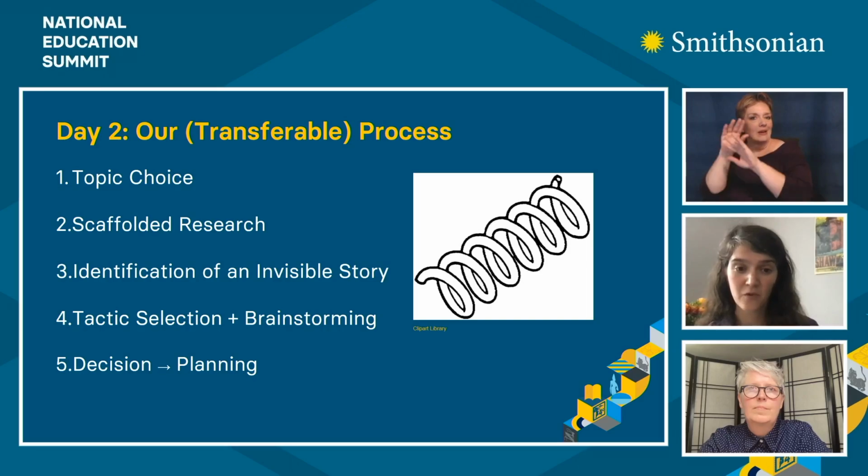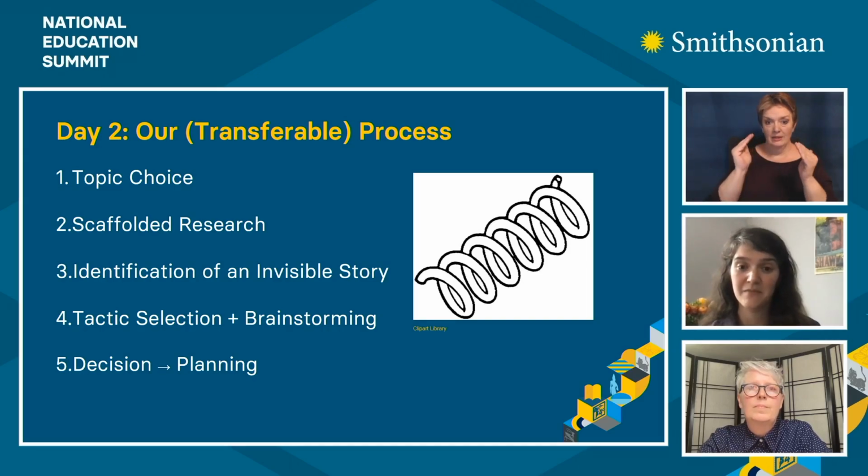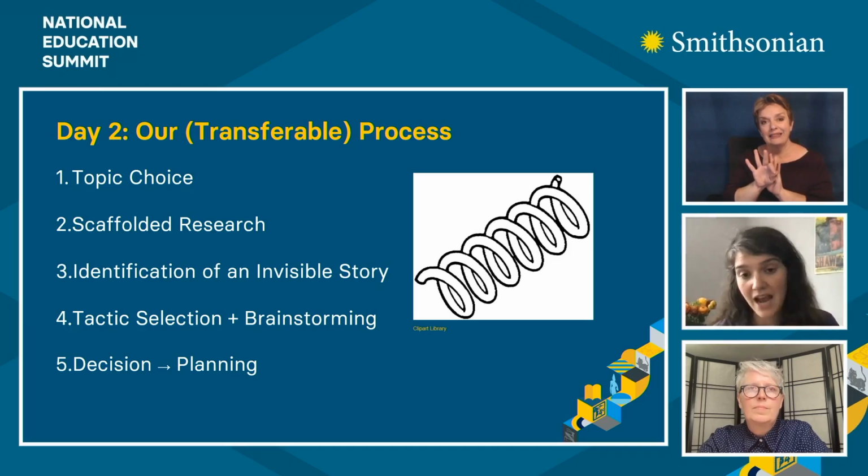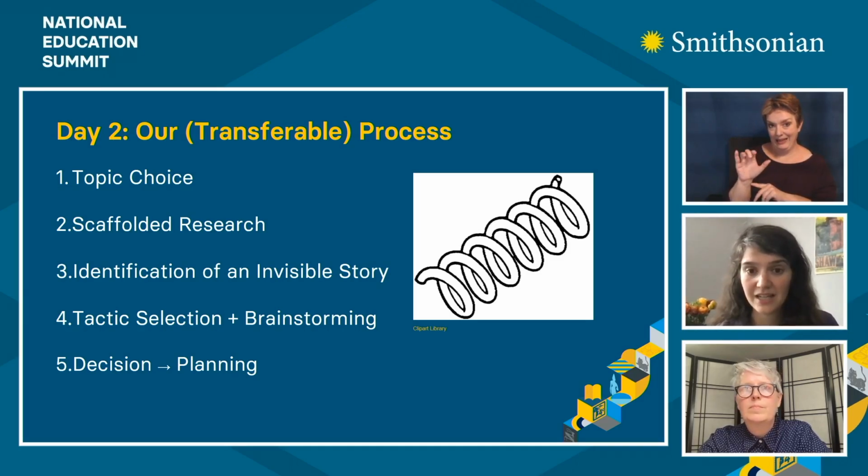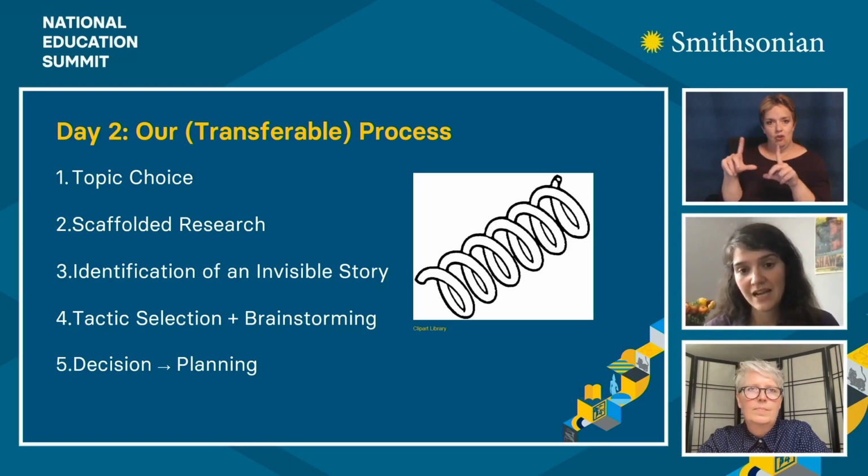And then step 4, select the tactic and brainstorm what you're going to do. We offered students a set of tactic cards, and we shared that in our resources folder with you, which we will fix so you'll be able to access it. Some cards gave examples of what tactics might look like.